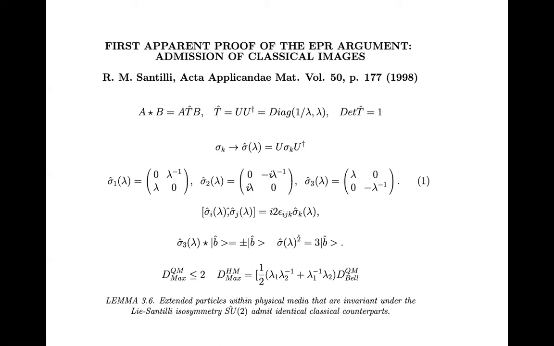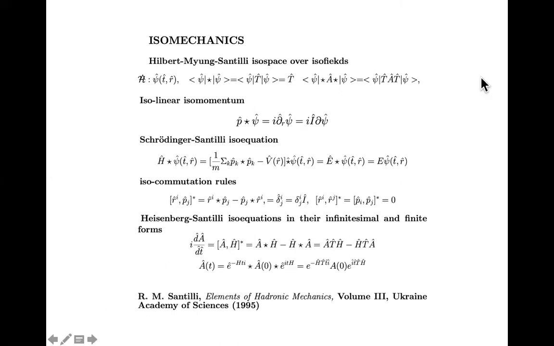of unitary transformations. To review the second apparent proof of the EPR argument, we have to review the central features of the isotopic branch of hadronic mechanics, also known as isomechanics. The theory is formulated on iso-Hilbert space over iso-field. The iso-Hilbert space is also called Hilbert-Myung-Santilli isospace in recollection of the late Professor Yeol-Chung Myung, who is one of the founders of hadronic mechanics.